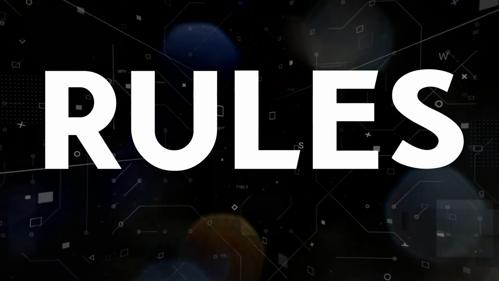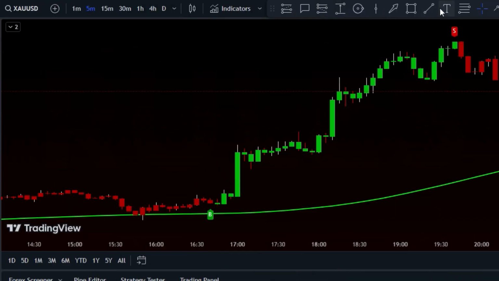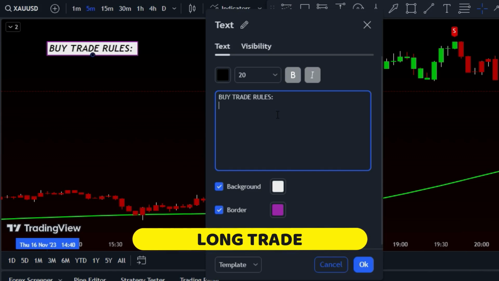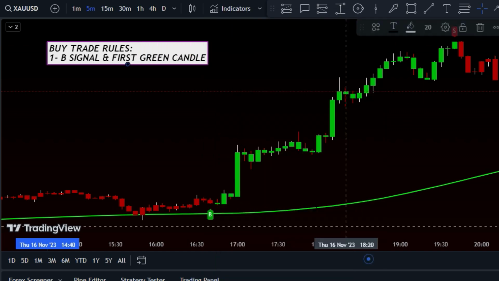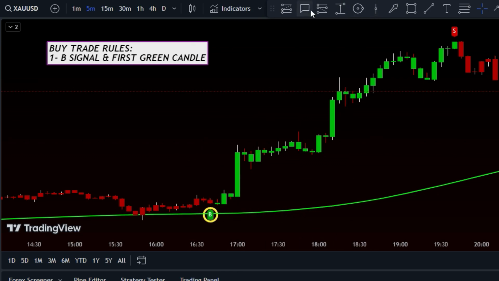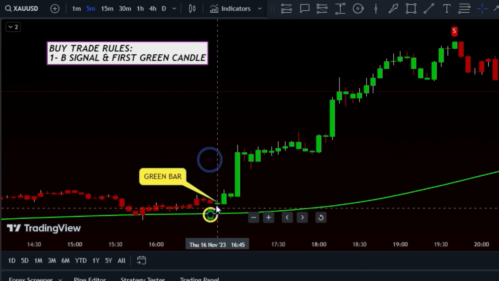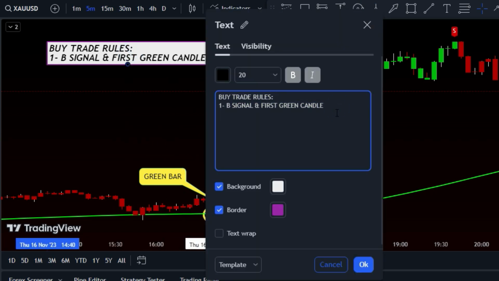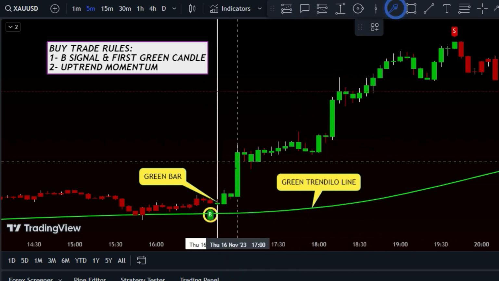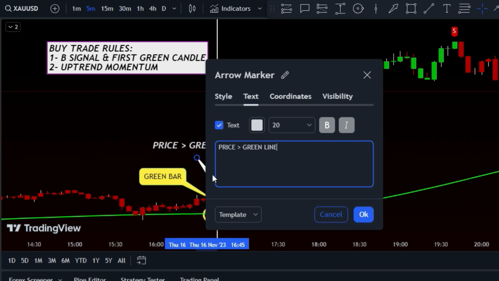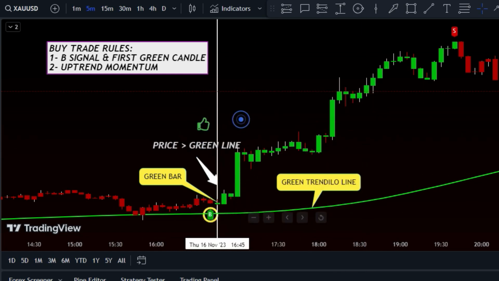So, since we don't trade against the trend, the rules are such that if we want to enter a long position, we should wait for a buy signal and then a green candle. Next, we should be following an upward trend, which means the price should be above the green Trendy Low line. You now have a confirmed buy signal. So what are you waiting for? Open your buy position.